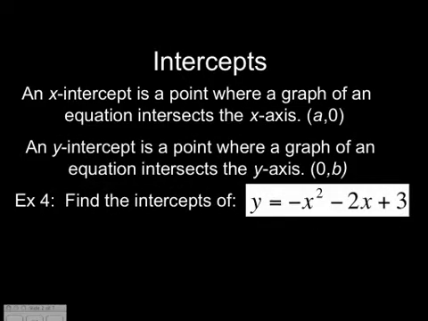The y-intercept is going to be very similar, but it is a point where the graph of an equation intersects the y-axis. Again, this always happens when x is 0. So the ordered pair for a y-intercept is always going to be 0, comma something, and we just use a b to represent that something. Now we're going to take some time to find the intercepts, the x and y intercepts of the equation y equals negative x squared minus 2x plus 3. I'll give you just a second to copy that down before we shift to the video of that example.